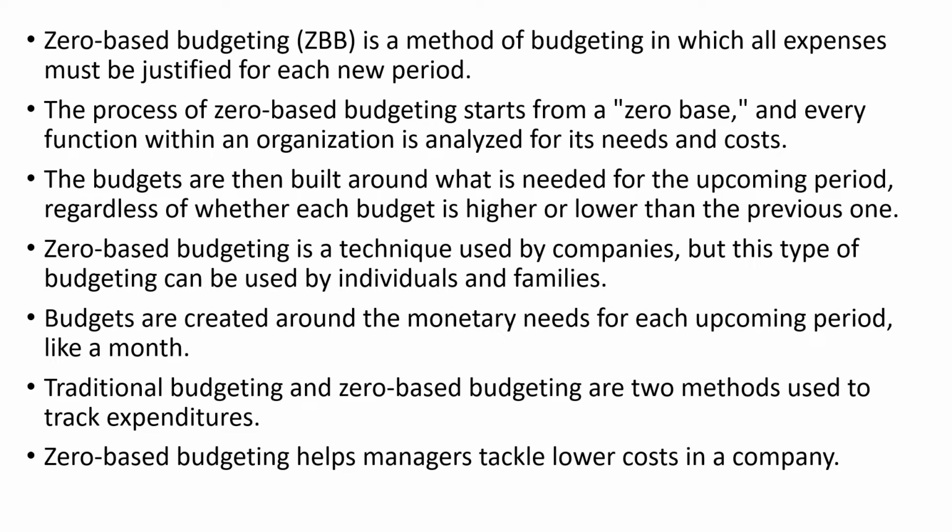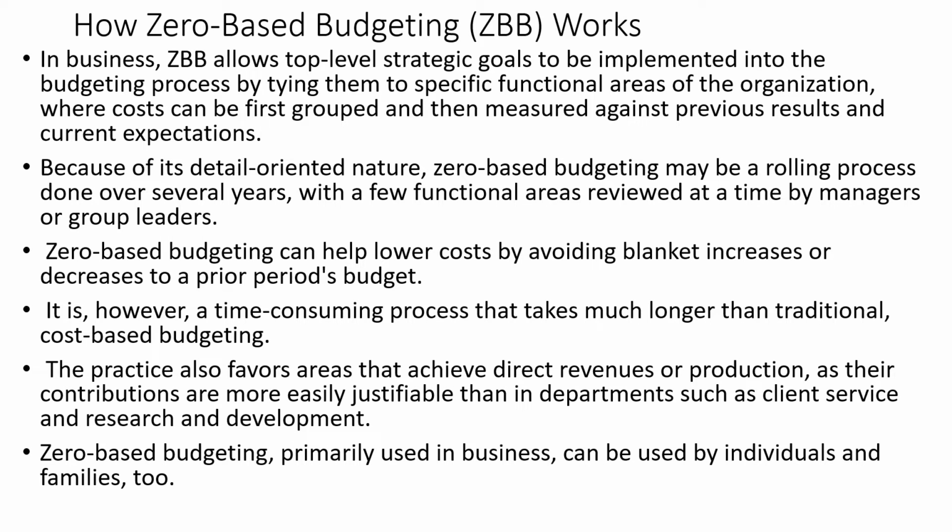Okay, so with that we go to the details of this budget. How can this zero based budget work? Especially in the arena of business, this type of budgeting helps top level strategic goals to be implemented into the budgeting process, because this is something detail oriented in nature. This budgeting helps to go for a rolling process over several years, and this will be helping lower costs by avoiding blanket increase or decrease to a prior period's budget. That's what I have already told you.